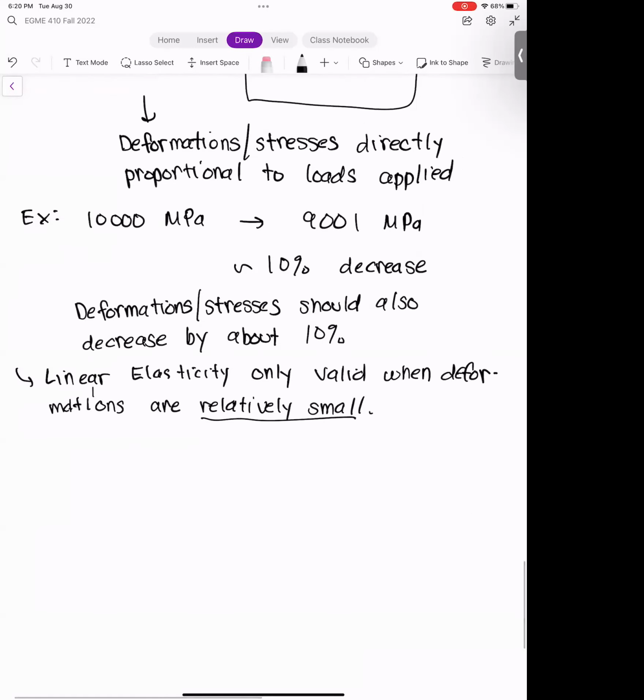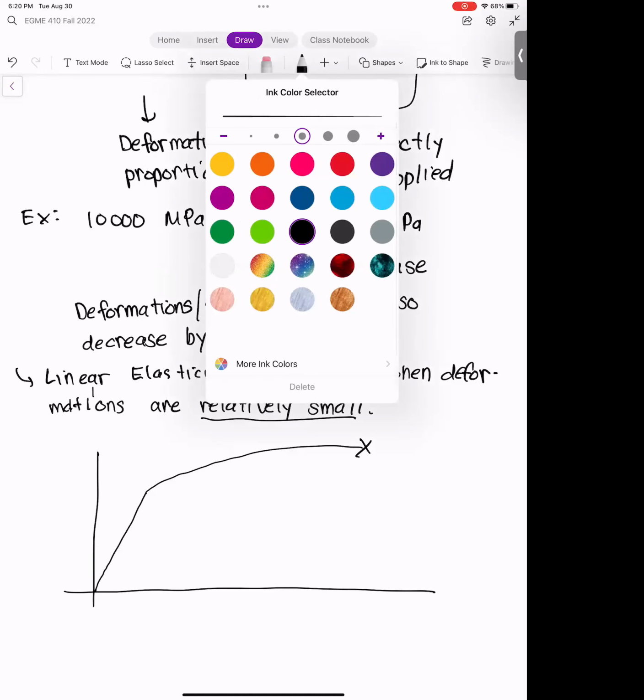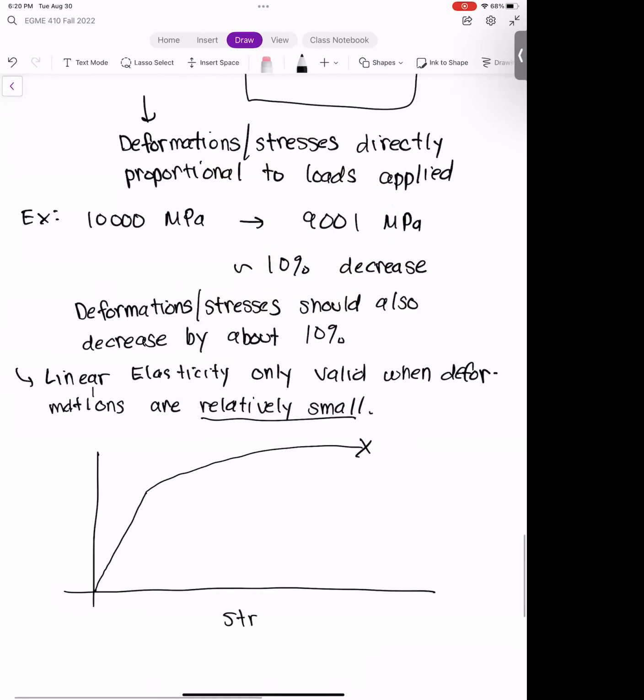Exactly. I think a lot of you are familiar with stress strain curves. The stress strain curve for a typical material looks something like this. There's a linear portion, and then you start to get plastic deformation, and failure is somewhere up here. Let me label these: strain, stress. Linear elasticity assumes that you're always in this region right here, which is the linear portion of the stress strain curve.